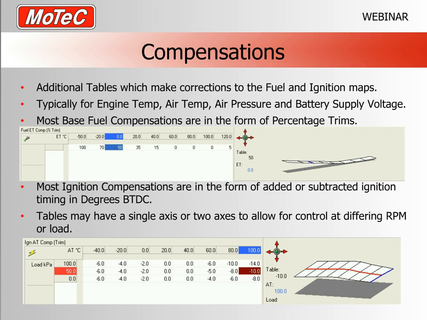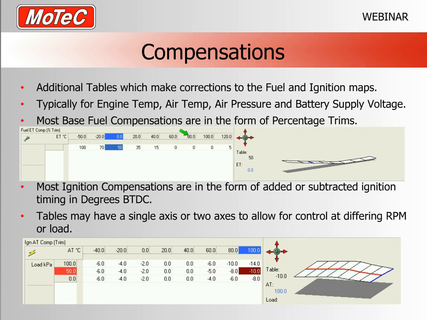Typically fuel compensations are shown in percentage trims, and you can see in the example we have here a fuel engine temperature compensation. It's a percentage trim, and at a given engine temperature, say 20 degrees, we have a 35% trim. That means the number that comes from the base fuel map is made 35% larger, and that means more fuel, of course, will flow. Once we get into the higher engine temperatures, for example here at 80 degrees, typically we have zero trim. So these are percentage trims.